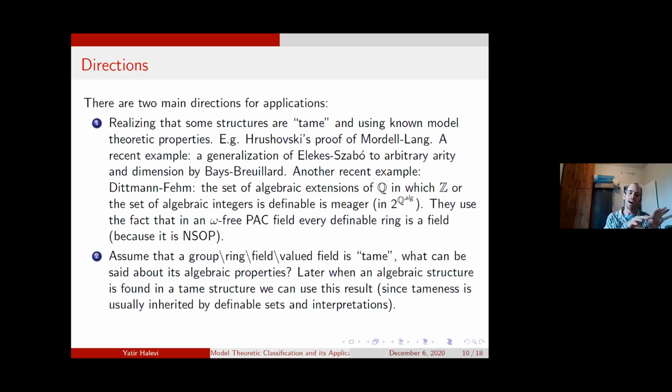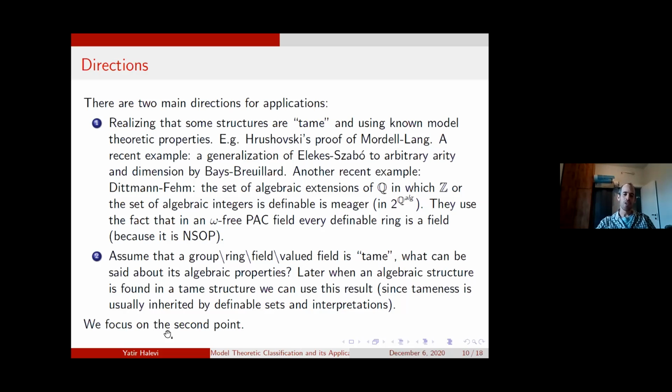So every time that you find this small structure in a very large tame structure, you can automatically say something about its algebraic properties. Because tameness is something that is usually inherited by moving to definable things or interpretations. And what I mean by interpretation is even looking at quotients by some kind of equivalence relation.